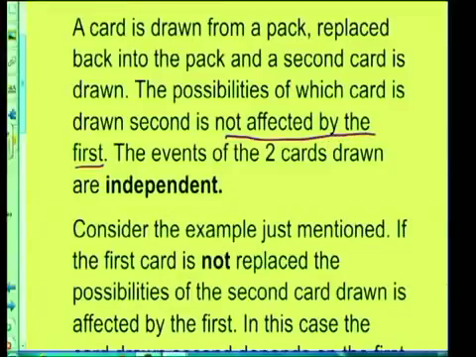The events of the 2 cards drawn are independent. In other words, the result of the first one does not affect the result of the second one. It would if I didn't put it back.